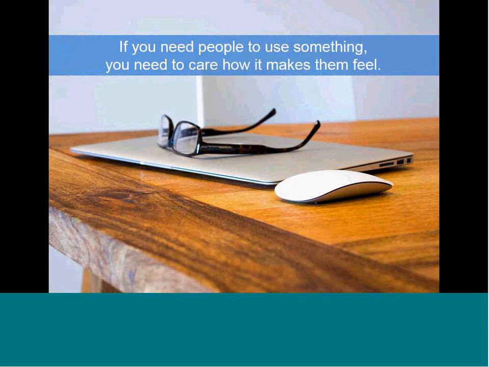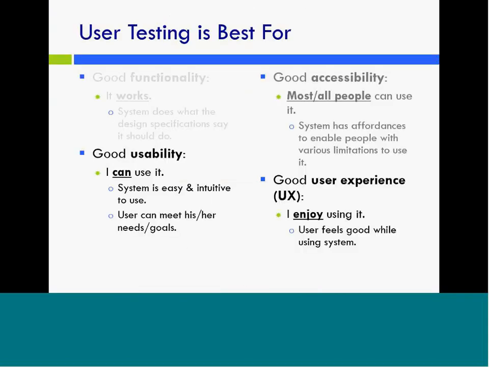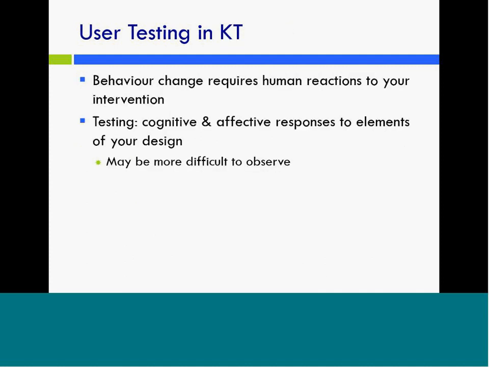This last one is a difficult one to sell, I find, sometimes for people in health services research. But the bottom line is that if you need people to use something, you need to care how it makes them feel. User testing is very good for uncovering problems with usability and user experience. It can uncover issues with accessibility depending on who you recruit. It's not the best way to look at functionality. Functionality should be tested certainly before you get to user testing.